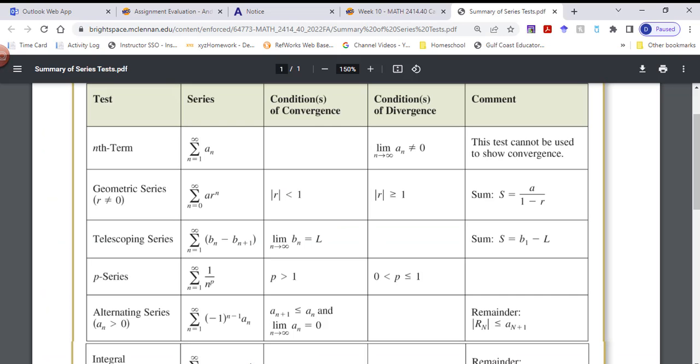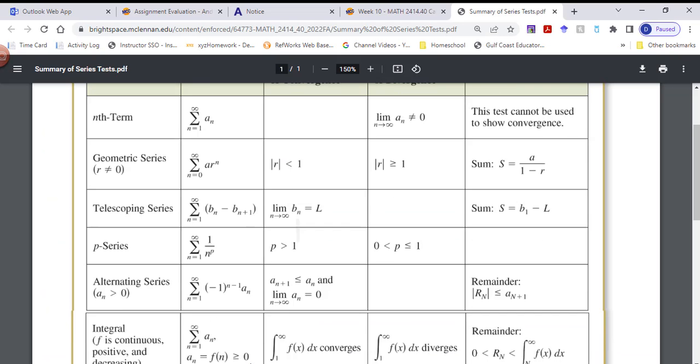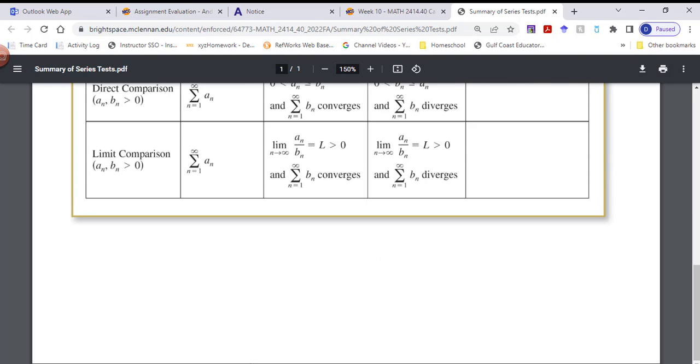When we look at the limit comparison test that you were given here in our tests, this only tells us that, remember this column is for convergence, if we get a limit that's equal to a positive finite number, and our series converges, then the series we're wanting to compare to converges. And if we get a limit equal to a positive finite number and the series diverges, then our series diverges.